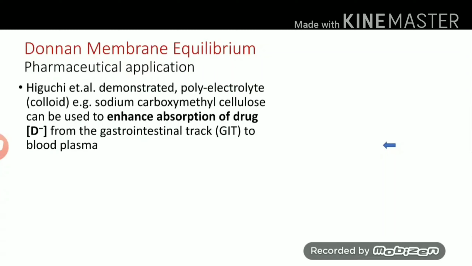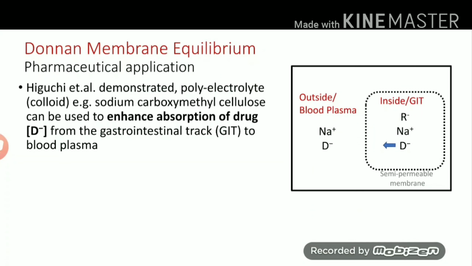Higuchi et al. demonstrated that a polyelectrolyte, for example sodium carboxymethyl cellulose, can be used to enhance absorption of a drug, suppose D negative, from the gastrointestinal tract to blood plasma. Suppose the outside chamber is the blood plasma while the inside chamber is the gastrointestinal tract. This equation can be used to enhance the absorption of drug from the inside compartment to the outside compartment, meaning from the gastrointestinal tract to blood plasma.